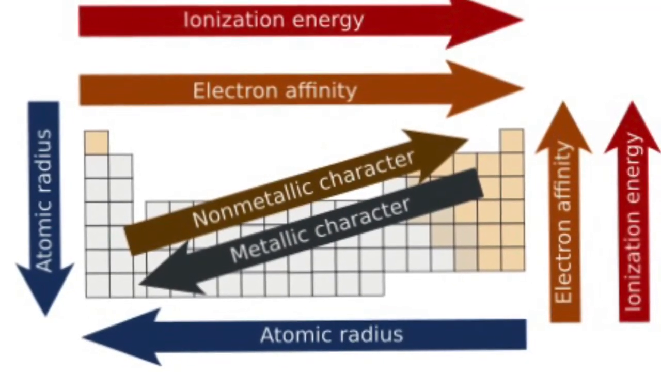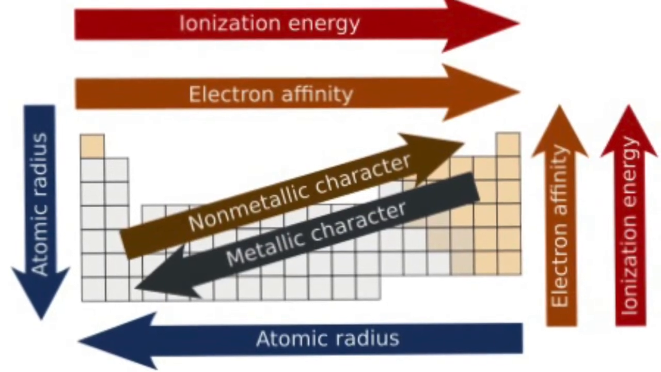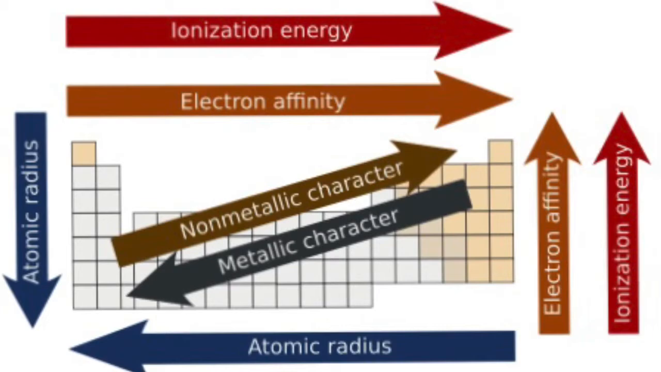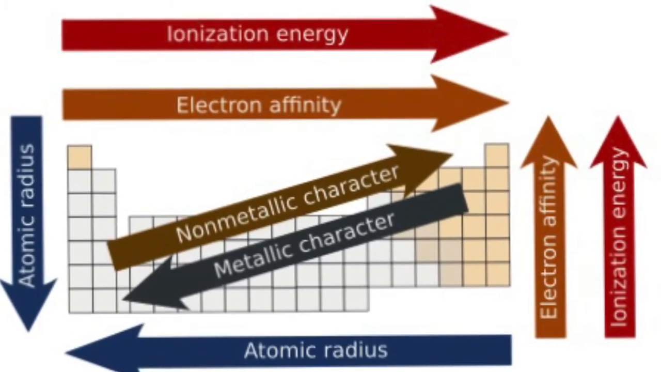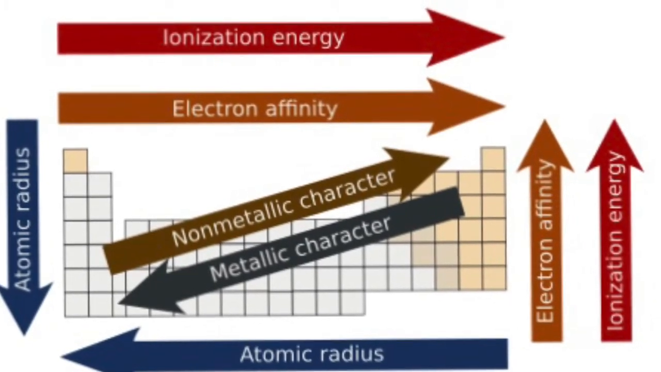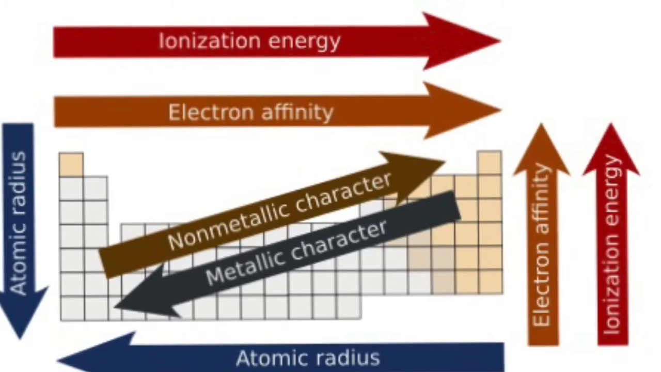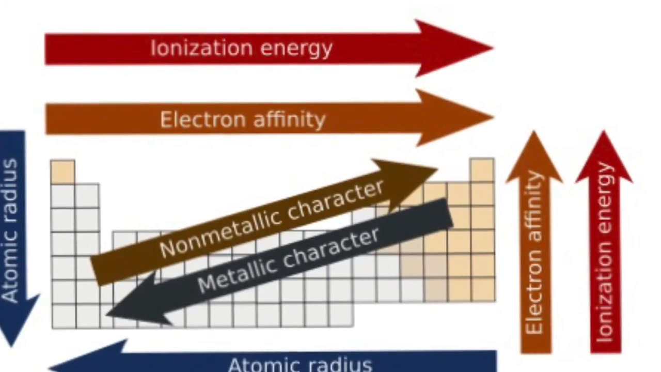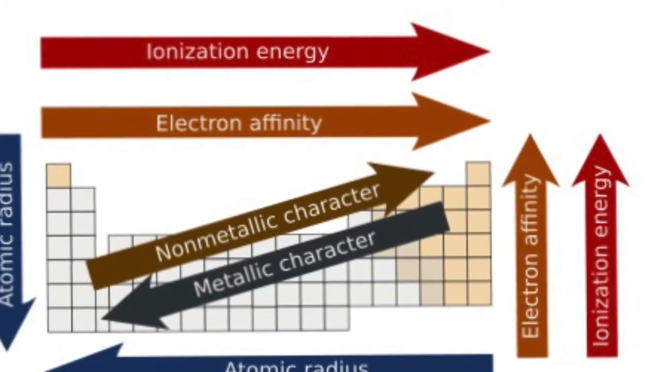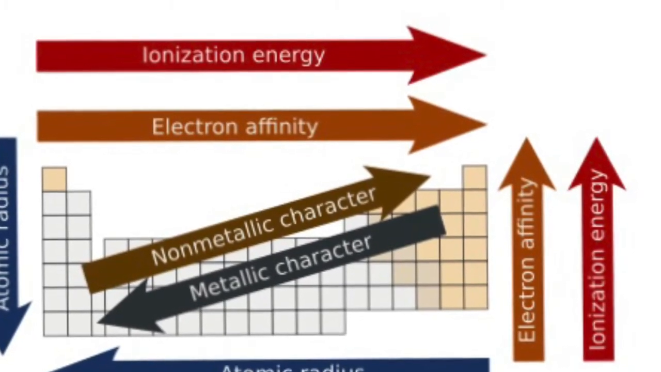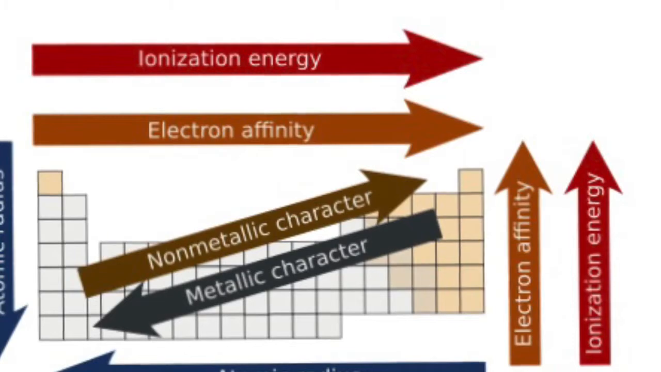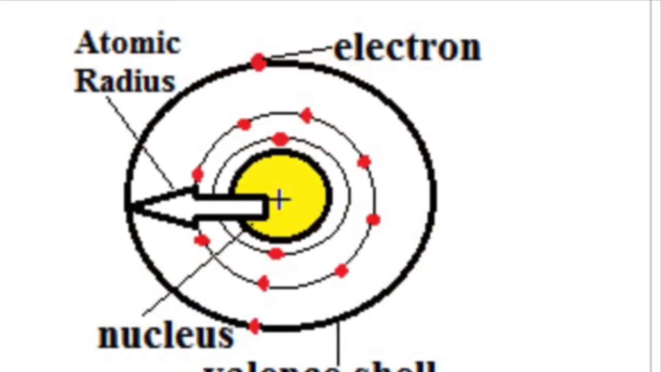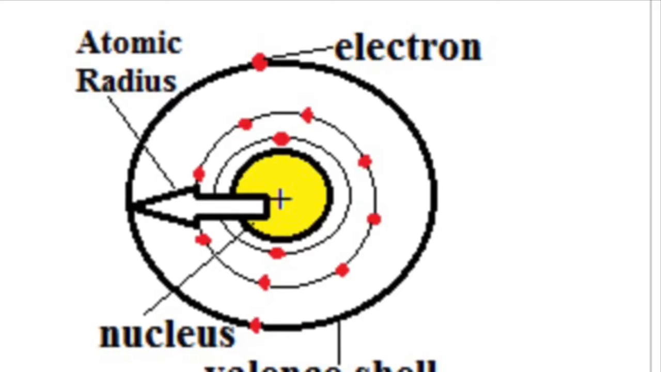In today's session, we will be dealing with the trends which are seen in the modern periodic table. Before moving on to the topic, we need to understand the term trends. Trends are the variations or changes which are seen in our modern periodic table. There are various trends in the modern periodic table, like ionization energy, electron affinity, atomic radius, metallic character, and non-metallic character.